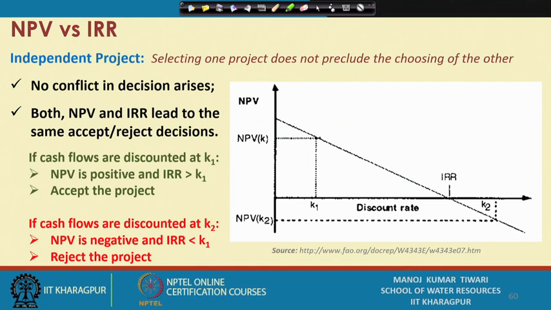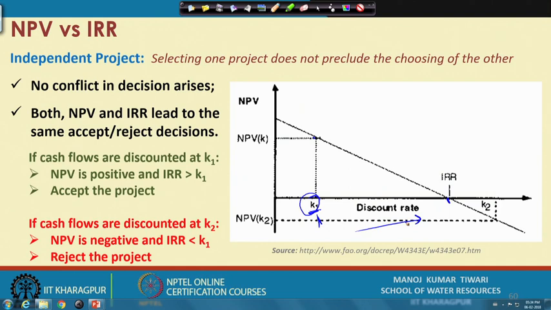If cash flows are discounted, let us say at rate K1 here, if my K1 is the rate of discount, I can see that my NPV is positive, I will select that project, I will accept that project. From IRR also, IRR is this much, which is greater than the desired IRR, I will accept this project.